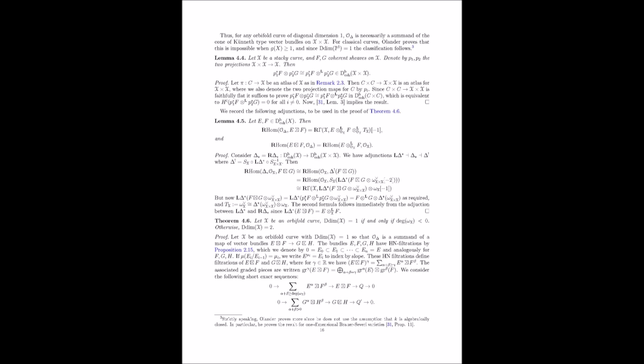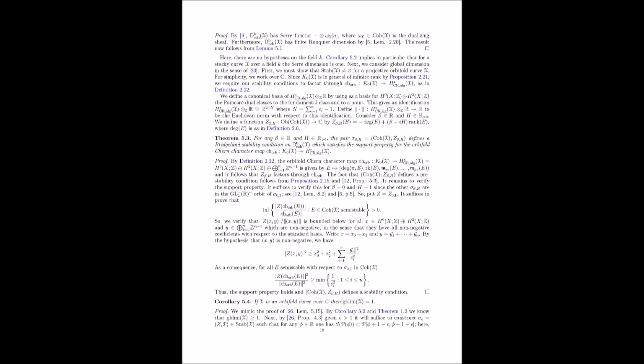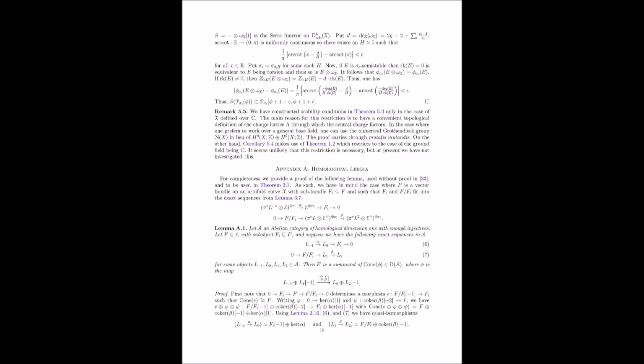Why the restriction to complex numbers? It simplifies the construction of stability conditions. Okay. They use a specific definition of the charge lattice that relies on working over the complex numbers. However, they do suggest that the construction could potentially be extended to other settings using the numerical Grothendieck group. Okay, so working over the complex numbers.